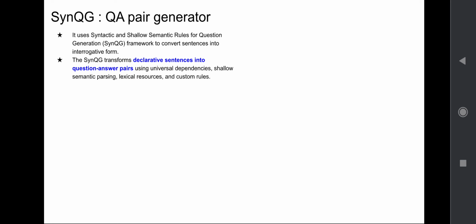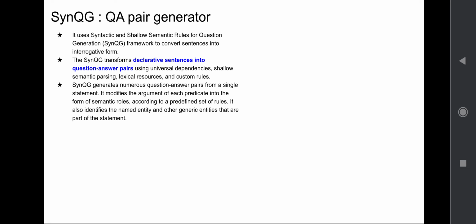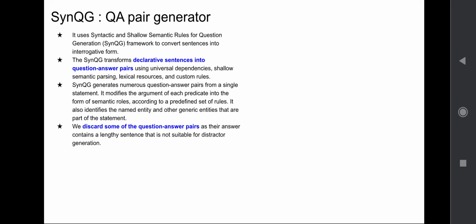A SYNCQG QA pair generator. It uses syntactic and shallow semantic rules for a question generation framework to convert sentences into interrogative form. The SYNCQG transforms declarative sentences into question-answer pairs using universal dependency, shallow semantic parsing, lexical resources, and custom rules. SYNCQG generates numerous question-answer pairs from a single statement. It modifies the argument of each predicate into the form of semantic rules, according to a predefined set of rules. It also identifies the named entity and other generic entities that are part of the statement. We discard some of the question-answer pairs as their answers contain lengthy sentences that are not suitable for distractor generation.